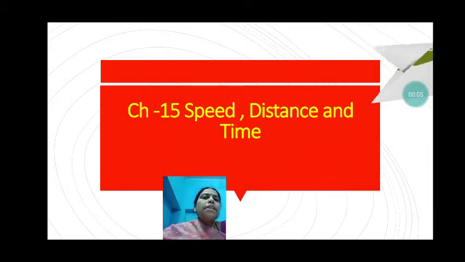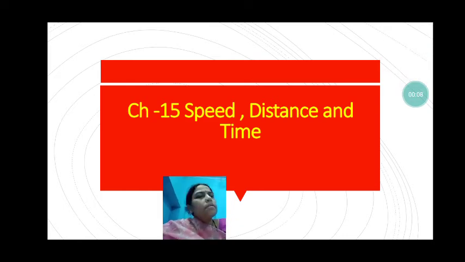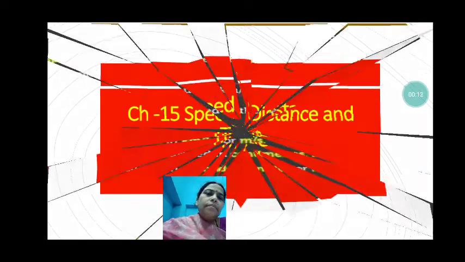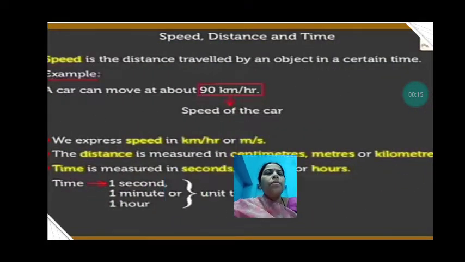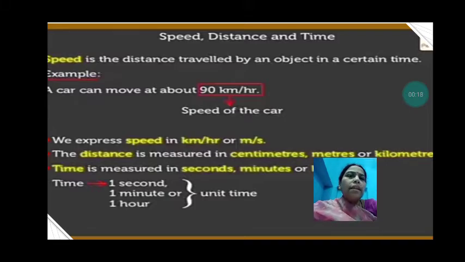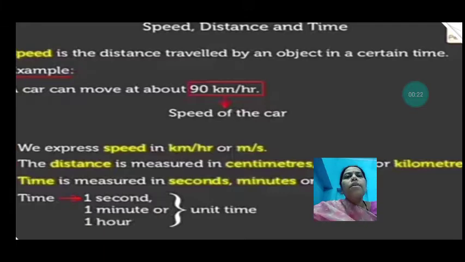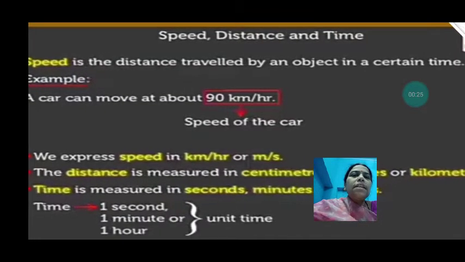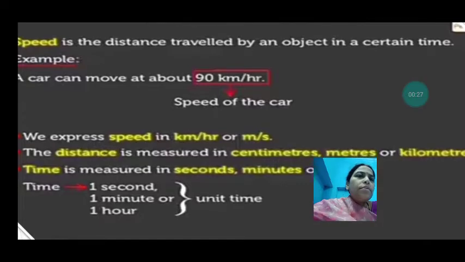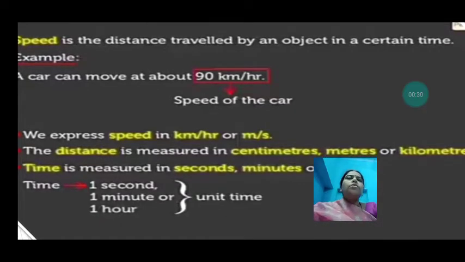Today in maths we are going to read about chapter 16, speed, distance and time. Through this video we will learn how to calculate speed. First of all we should know what speed is. So what is speed? Speed is the distance traveled by an object in a certain time. The time an object takes to travel a certain distance, that is called its speed.